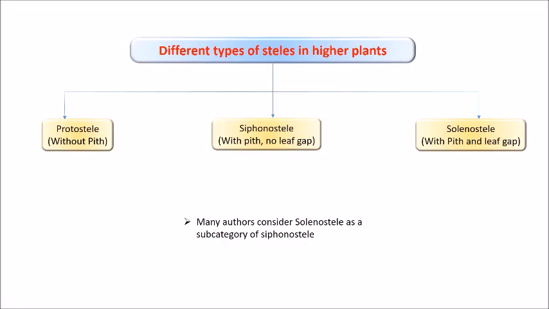Stele may be of different types in higher plants. These are basically protostele, siphonostele and solenostele. As we know, protostele is the most primitive; from the name itself you can understand that it is the primitive type. The siphonostele is derived from protostele, or it may be a modified version of protostele, and solenostele is the advanced form of siphonostele. However, different authors have classified solenostele under siphonostele.